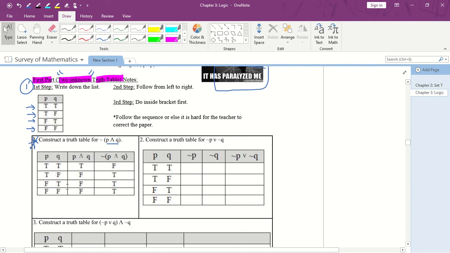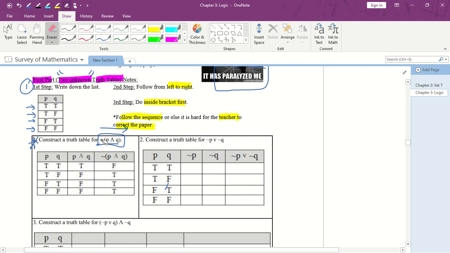So, first, you need to write down the list. You can see all two unknown truth tables are here. And the second step says to follow from left to right. What does that mean? That means that when we are doing the symbolic form, always go from left to right. However, we do inside the bracket first. And it always suggests that you must follow the sequence because it is easier for the teacher to correct the paper.